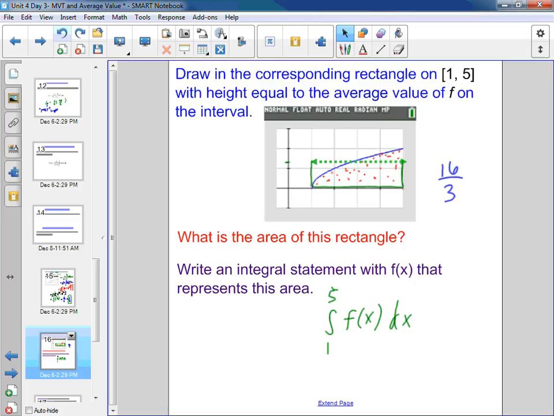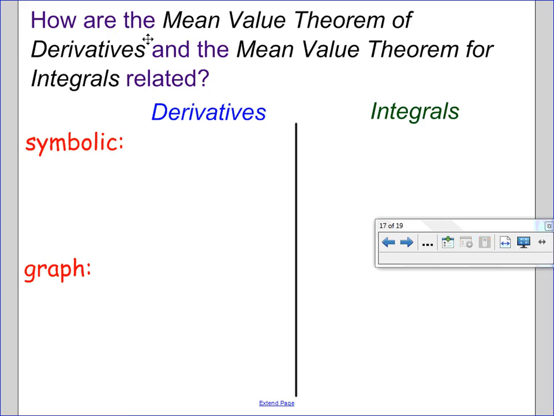Absolutely. So my integral statement, these are equivalent. The area of the green rectangle is equal to the red shaded area. It's the exact area. Awesome. Okay, so how are the mean value theorem for derivatives and the mean value theorem for integrals related?